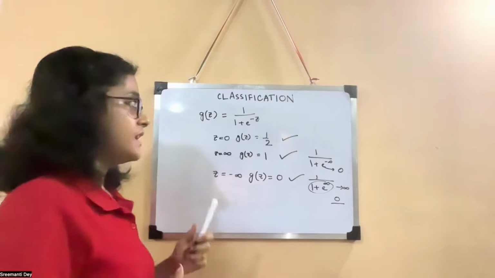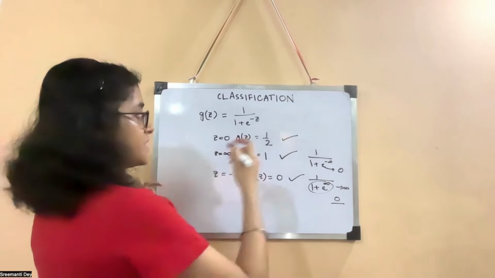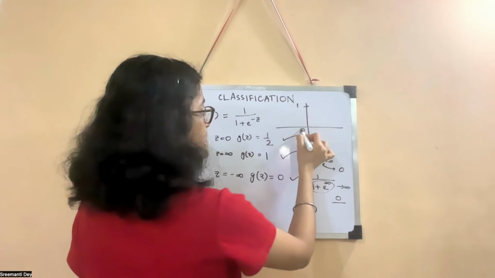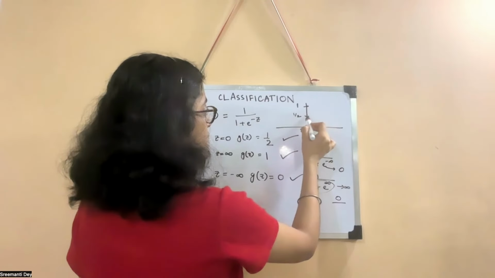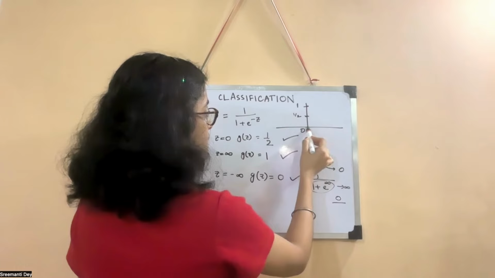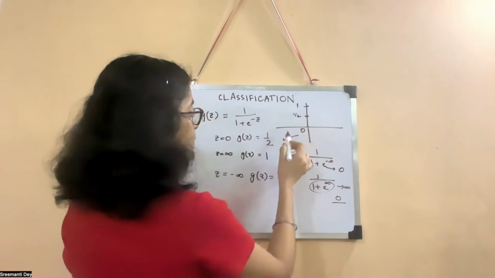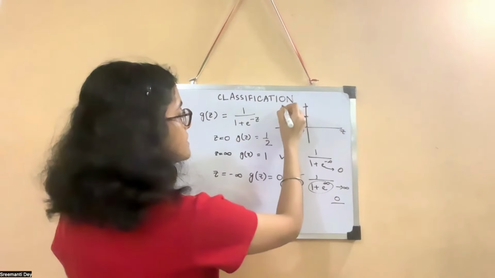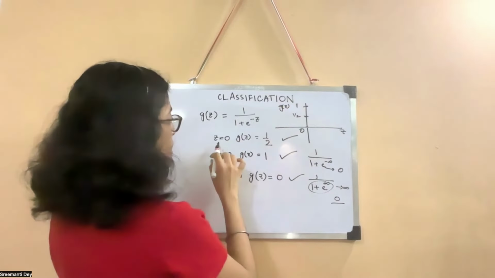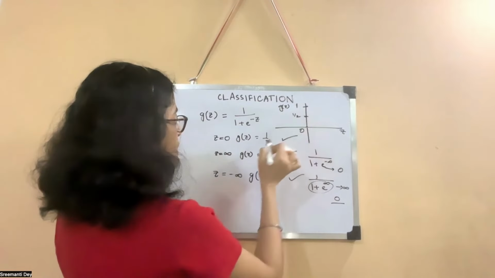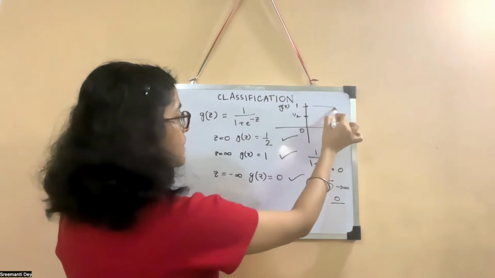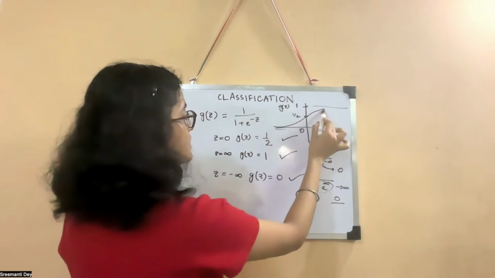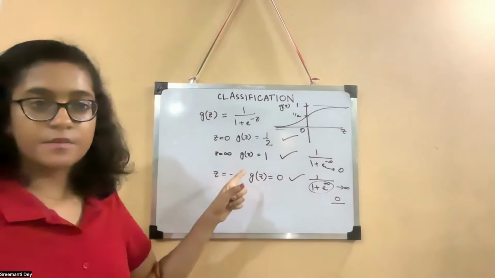Before I delete this, let's see the curve of the sigmoid function. This is 1, this is 0, this is half, at z equal to 0. This is z, this is g(z). When z equals 0, we have half. When z equals infinity, we have 1. And when z equals minus infinity, we have 0. So somewhat like this. This is the sigmoid curve.